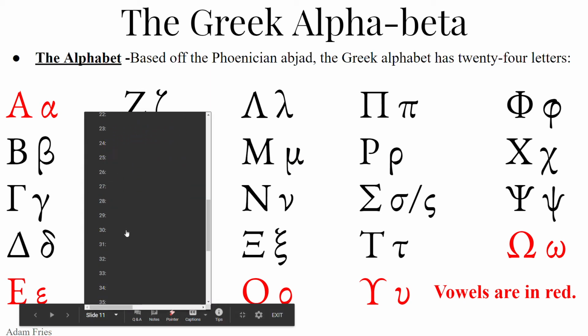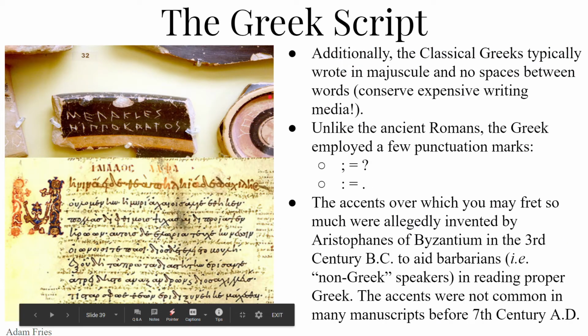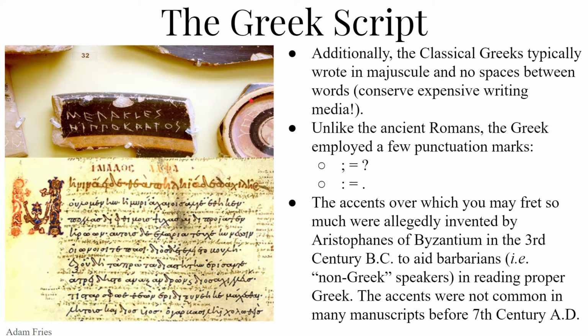All right, let's talk about the script. What does it look like when it's written? Well, in classical Greek, like classical Latin, they wrote in majuscule, no spaces between words, because we have to conserve expensive writing media. So at the top here is an ostrakon. An ostrakon is a potsherd. Potsherds were the scrap paper of the Greek world, because pots break, and then their shards, little scraps, are all over the place, so they used those shards as sort of recycled scrap paper.